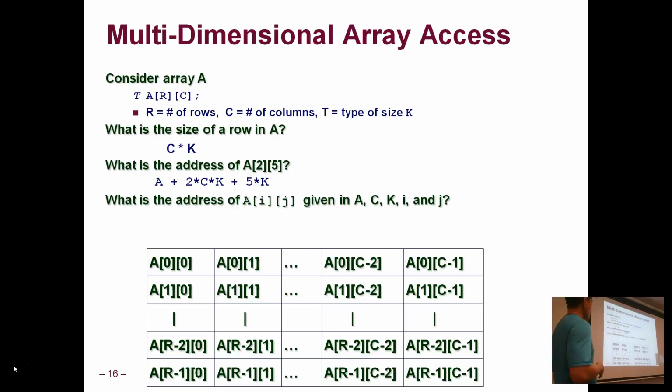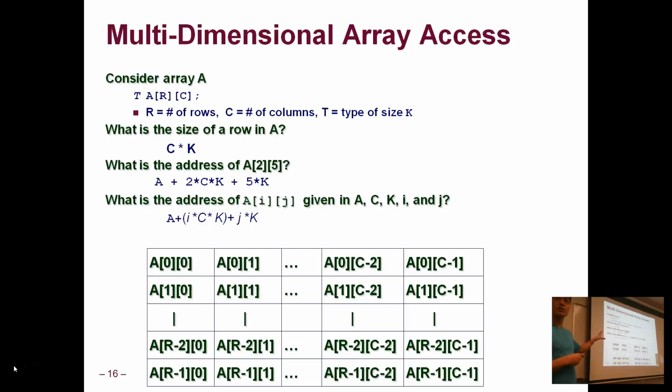Okay, what is the address of A of i, j given in terms of A, C, K, I, and J? So this would be A plus I times C times K, plus J times K. Yeah. All right. Is this what we're supposed to use on the multi? Yes. So now you're almost able to do that. Almost. I think I have to do a little bit more.